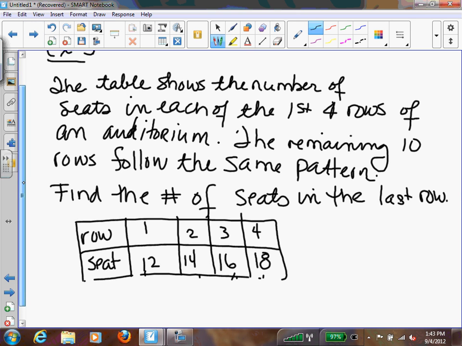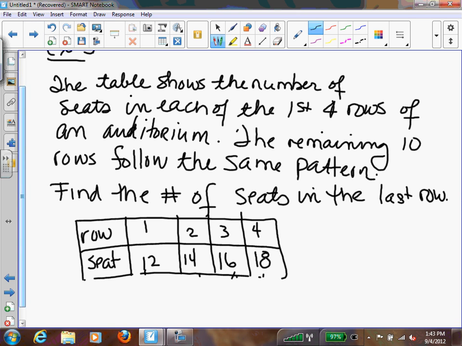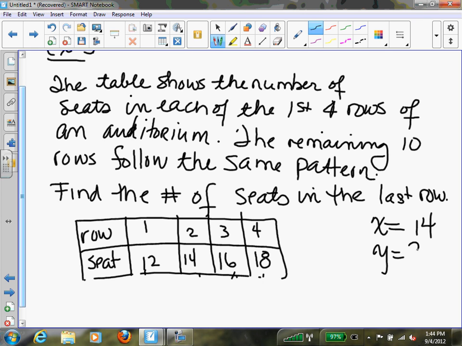Okay, so the table shows the number of seats in each of the first 4 rows of an auditorium. The remaining 10 rows follow the same pattern. Find the number of seats in the last row. So how many rows are there altogether? Aren't there 14? Because I'm saying the remaining 10 rows, yes? So I'm showing you 4. And so I'm looking to see what is x when x is 14. What is my y value? And my y value, would you agree, is my number of chairs? Are you with me?